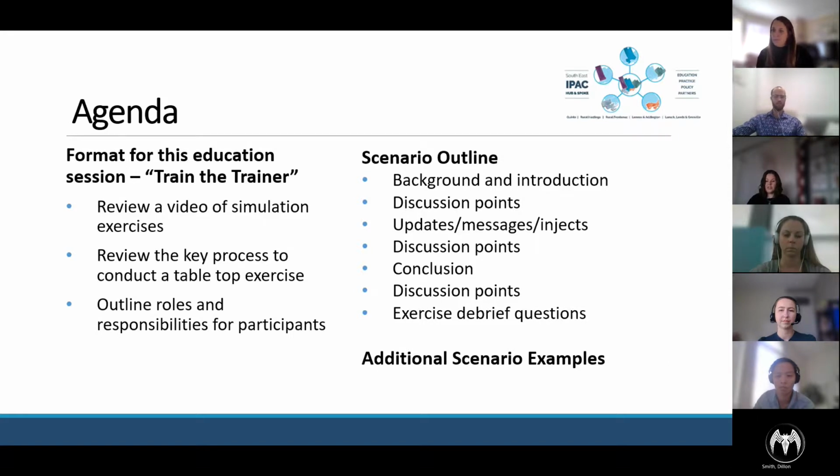There will be additional case scenarios we'll share with you at the end of the presentation for your information and use if needed to provide some variety for scenario selection when planning your facility's exercise. I'll turn it over to Dana for more detail on what simulation exercises are.